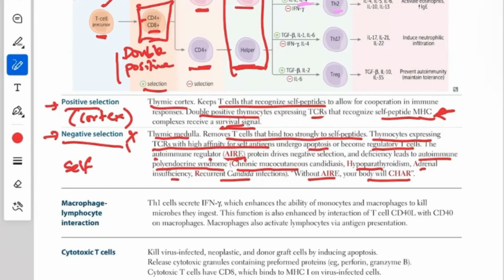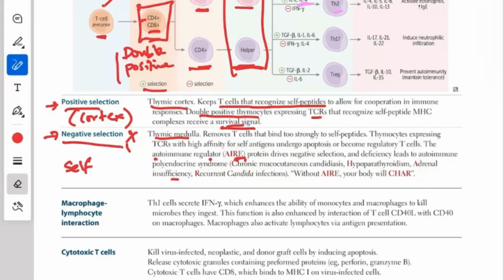So if AIRE is mutated, negative selection does not happen, leaving autoreactive T cells. When I say autoreactive, that just means T cells that are capable of attacking the normal tissues of the body were allowed to escape, and then all these conditions will result from that. Okay, so now moving on.